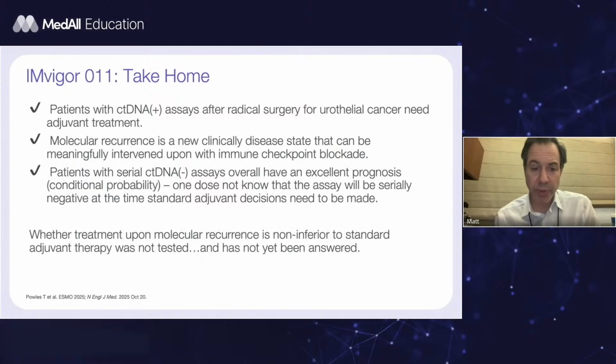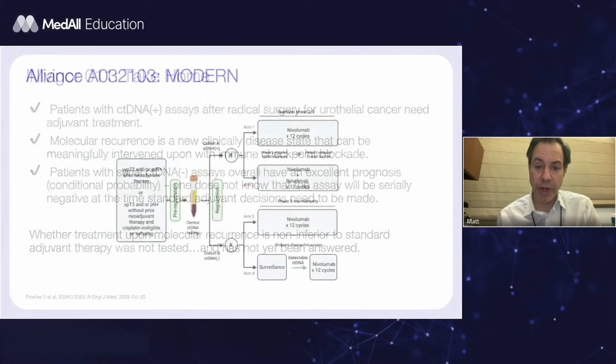So really the take home here are the messages that I just outlined. Patients with detectable ctDNA after surgery really should have adjuvant therapy. Molecular recurrence is a new clinical disease state that's clinically actionable. And patients with serial ctDNA negative assays have an excellent prognosis. Of course, if we knew patients would have undetectable ctDNA serially at the time that adjuvant treatment decisions need to be made, then of course that would allow us to de-escalate treatment in a much more rational way.